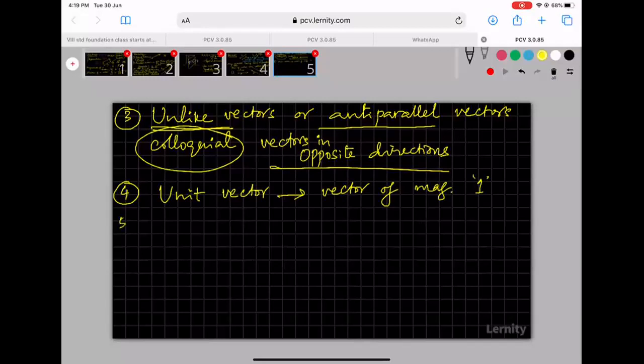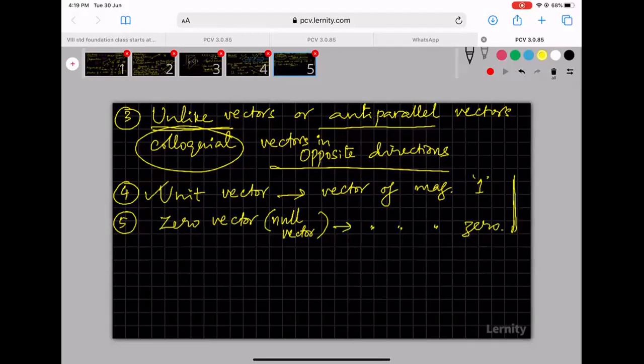Zero vector, or null vector, as the name suggests, it is a vector of magnitude 0. Okay, so what is the point of these two vectors? What's the point of a unit vector? Why do we have a unit vector? We already saw it, right? We use unit vectors to specify directions.